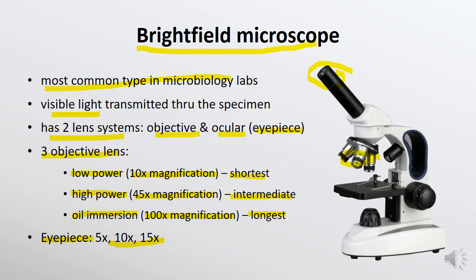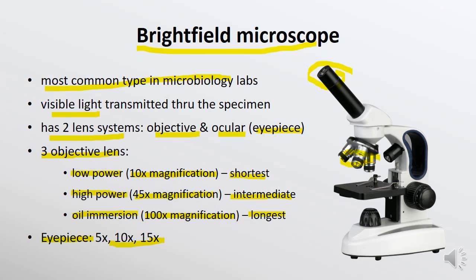So the Brightfield microscope is one of the most common types of microscope in the microbiology lab, and even for practical one you'll be using a Brightfield microscope. It uses visible light which is transmitted through the specimen, and usually contains a two-lens system, which are the objective lens and the ocular lens, and sometimes the ocular lens is also called an eyepiece. So this is your ocular lens, and this is your objective lenses.